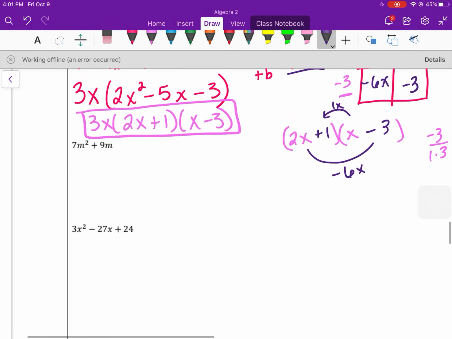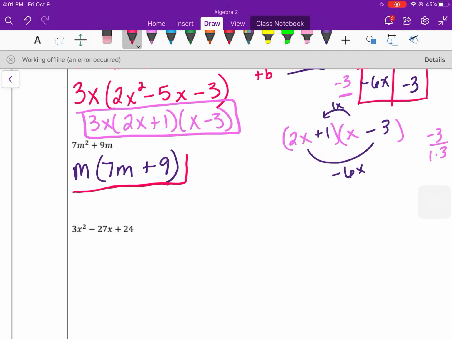Let's see here. A couple more. 7m squared plus 9m. The only thing these two things have in common is an m. So if I take an m out, I'm going to have 7m plus 9 left. Now this factor here is linear. It's an exponent of 1, and that means that it doesn't factor any further. It can only be factored if there's a greatest common factor. So you're done.